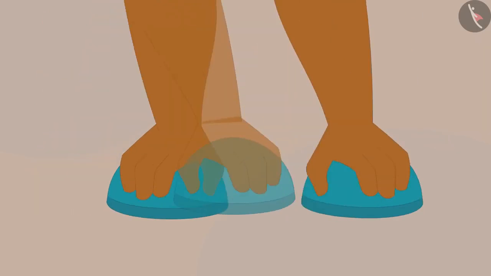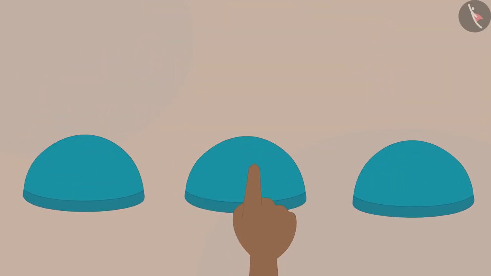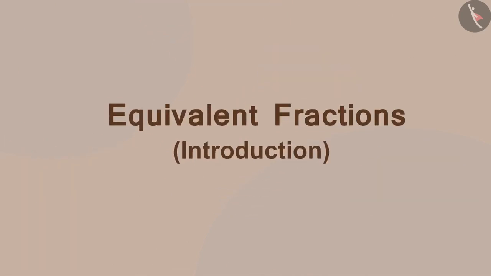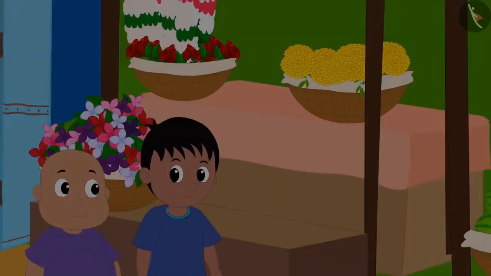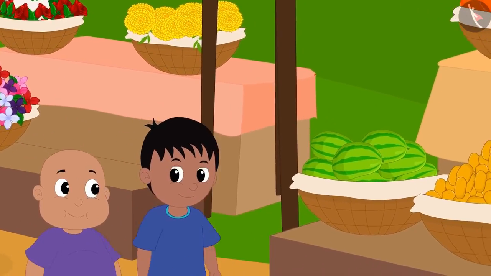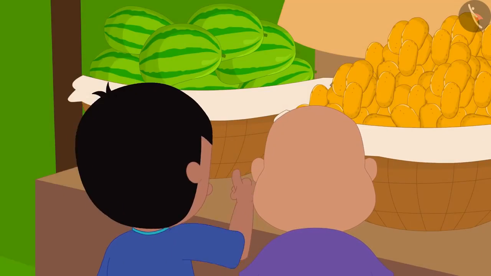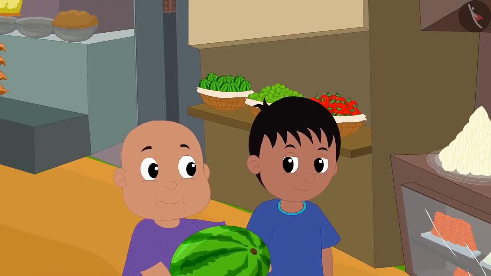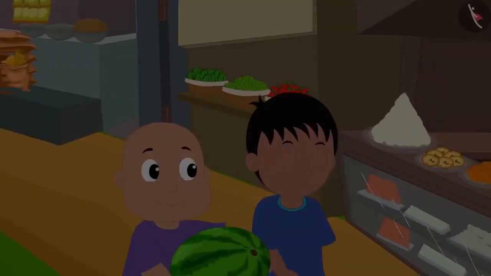Hello children, in this video, we will learn about equivalent fractions. Raju and Bablu are going to buy watermelon from the market. They bought a watermelon from Bunny's stall and took it to Raju's house.